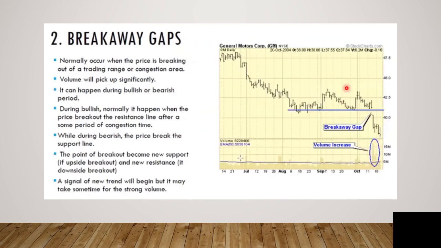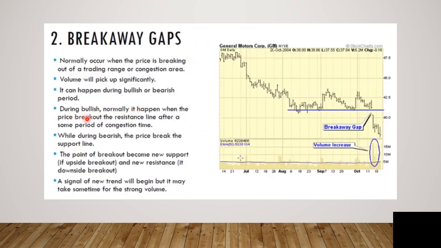Okay, so kat sini you boleh tengok this one is downtrend, and then the price hold ataupun making sideways in this support line, and then later it goes down. Kita panggilkan dia sebagai breakaway gap kat sini, ataupun kat sini kita panggil down gap lah. So kat sini dia berlaku adalah breakaway gap. By looking also at the volume, kat sini volume increase significantly. It can happen during bullish or bearish period.